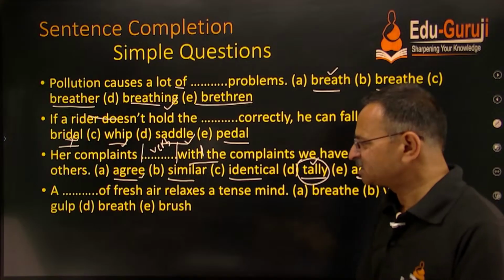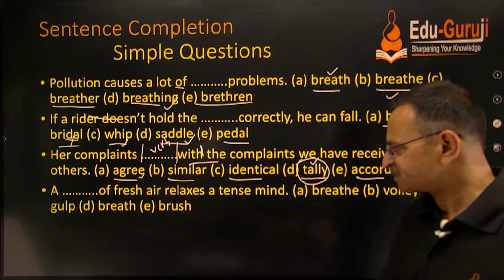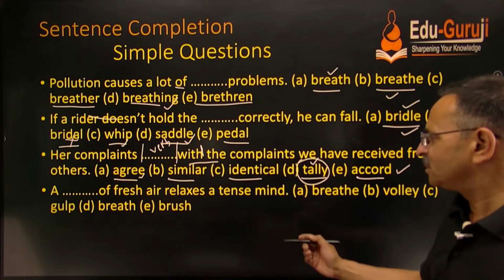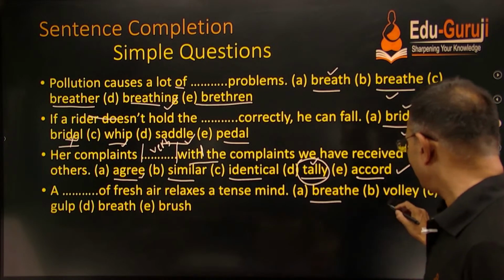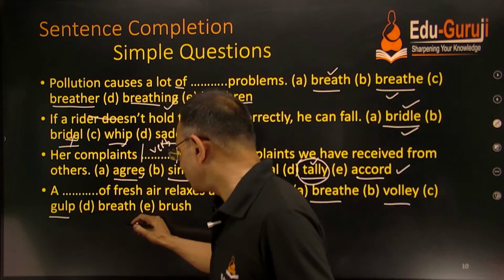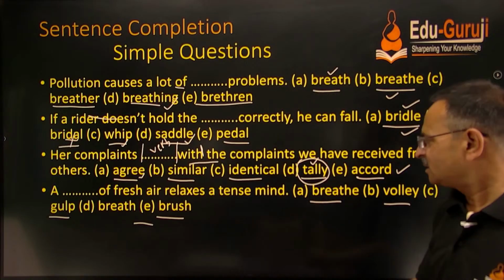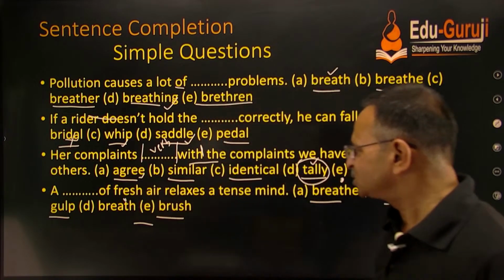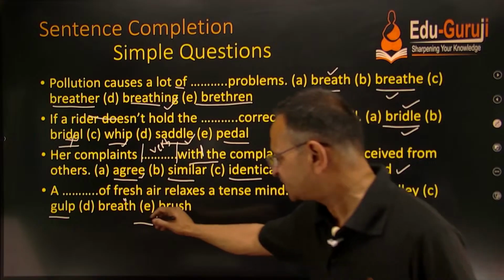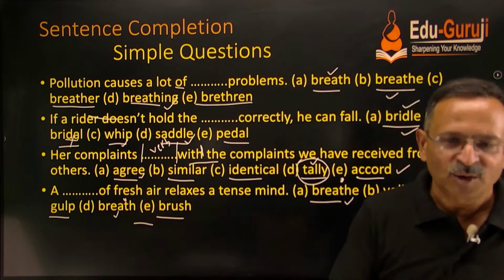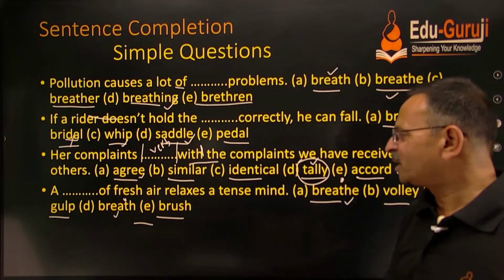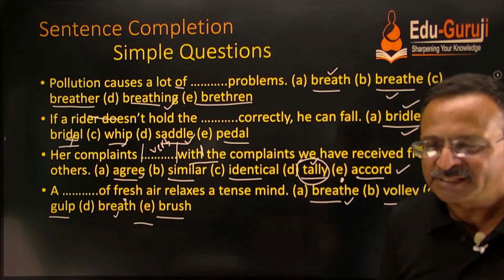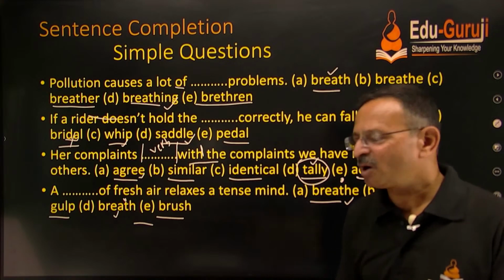I think you can easily see this. Now another one, which is again very easy: of breath, volley, gulp, breath and brush. You need to decide between two things, breathe and breath. Obviously one is a verb and one is a noun, so we don't have to work on this. So you can say: a breath of fresh air relaxes the tense mind. This is quite easy. Let's go to the next part.